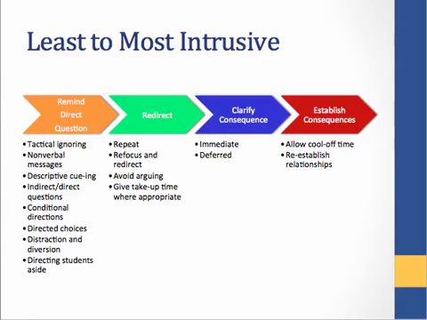Non-verbal messages, so that might be a visual cue. Descriptive cueing, so giving a clear instruction as to what the student should be doing. Direct or indirect questions that are clearly establishing what the student should be doing. Conditional directions, so telling students what the condition will be if they don't follow the directions. Directed choices, so you can either work here or you can work next to me. Distraction and diversion, so moving on rather than being distracted by a comment or calling out by a student. And then directing students aside, that's taking them aside and addressing them individually. So these are the least intrusive methods.